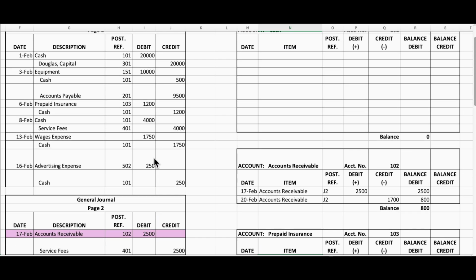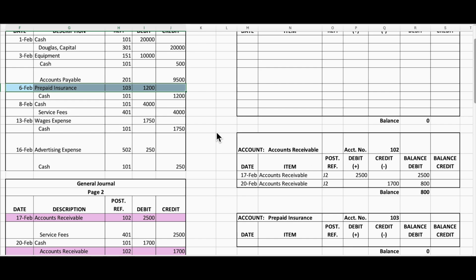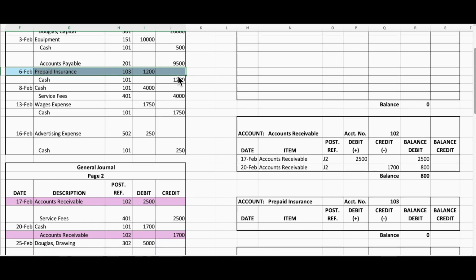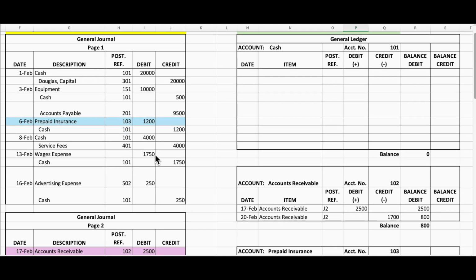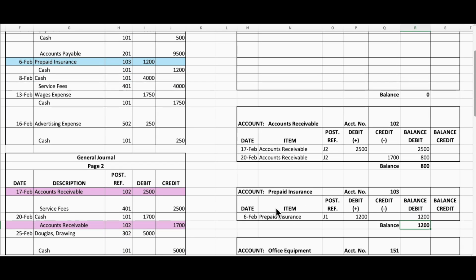Let's do this again for prepaid insurance. So prepaid insurance is on journal page 1, and it looks like there's only one entry on both journal pages. So we enter February 6th, prepaid insurance. Our post reference is J1 because it's on the first page. And it looks like this is a debit. It's in the debit column. And our running balance is $1,200. So prepaid insurance is $1,200.